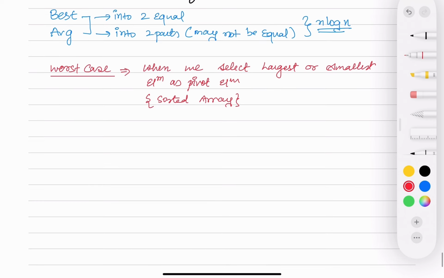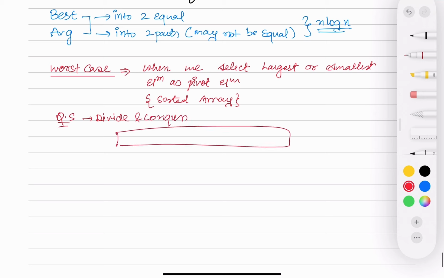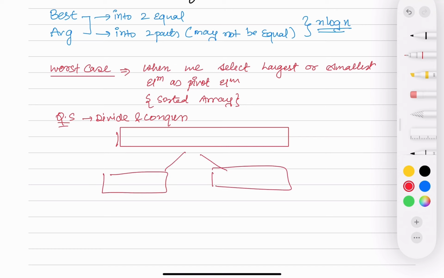Quicksort is based on divide and conquer. Divide and conquer approach means if you have a big problem, you divide it and tackle it in small problems, and then you can achieve the solution to the big problem. That is what even the best case says: if this is n, you divide it into n by 2 and n by 2. Average case says that it might not be n by 2, it might be less than or more than n by 2, right?